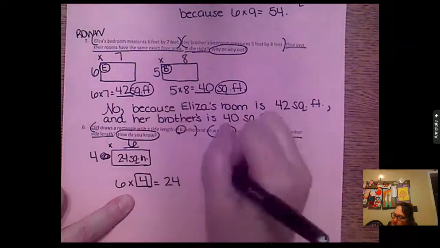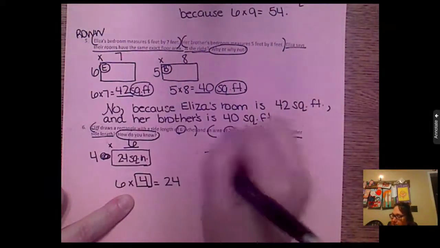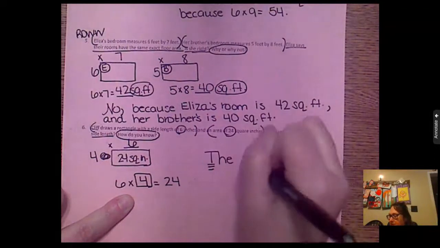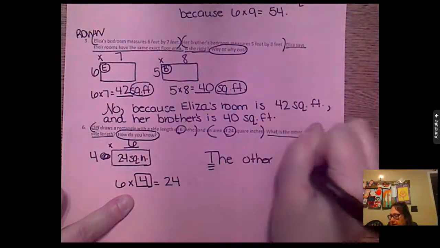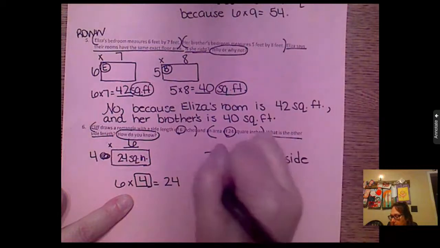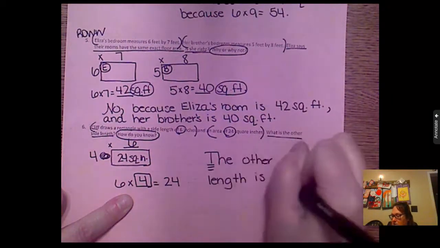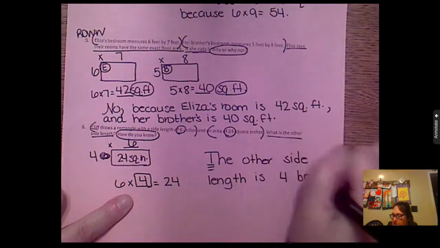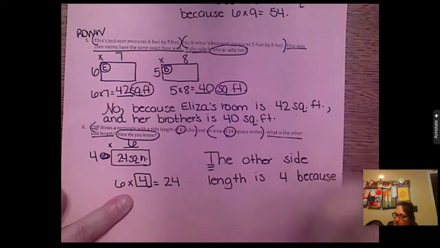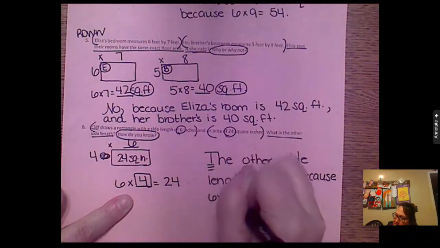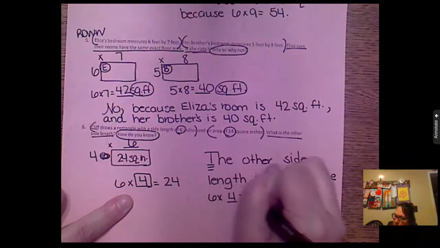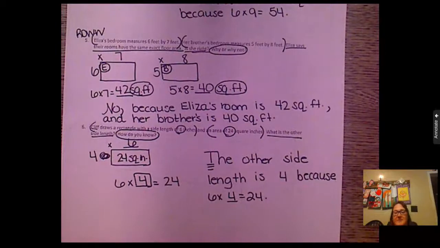So the, with a capital T, the other side length is 4 because 6 times 4 equals 24, right? So that's why, boys and girls, it's so important that we are really working with our multiplication facts.